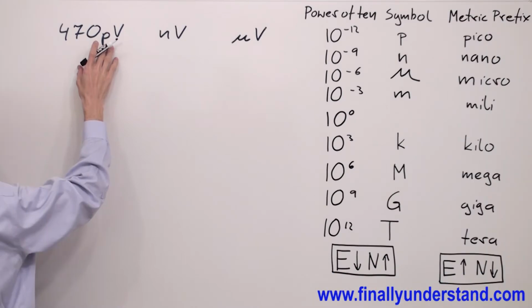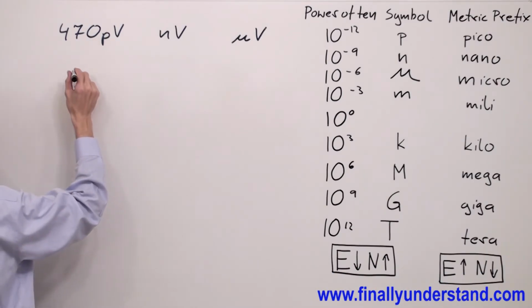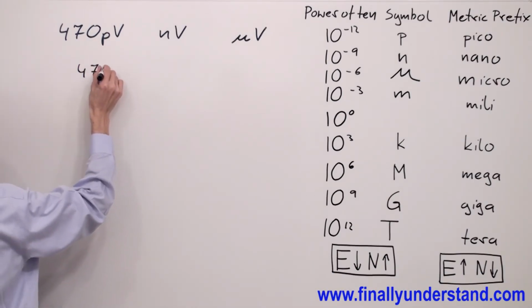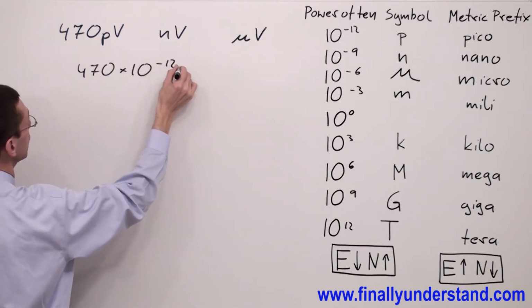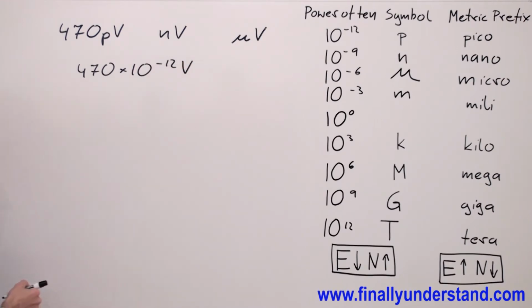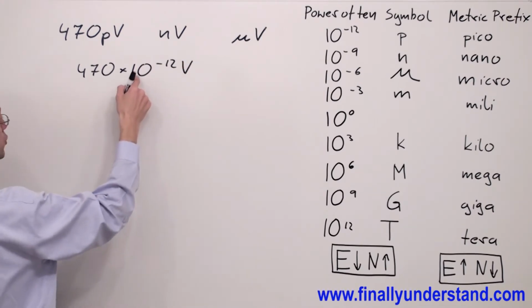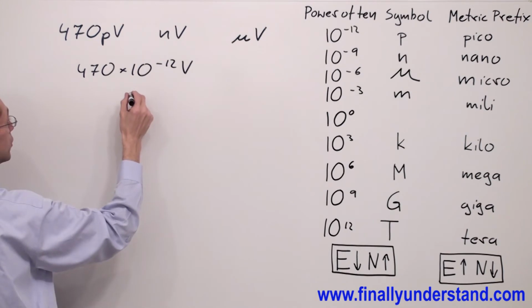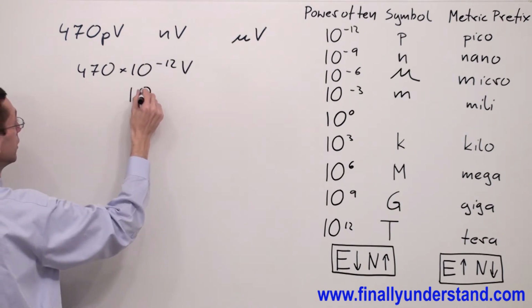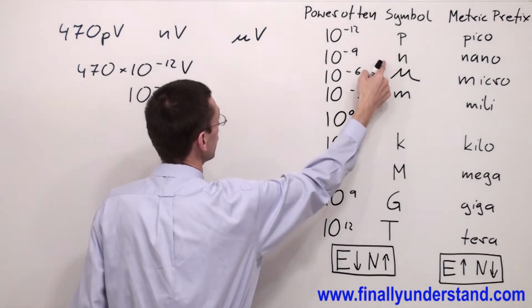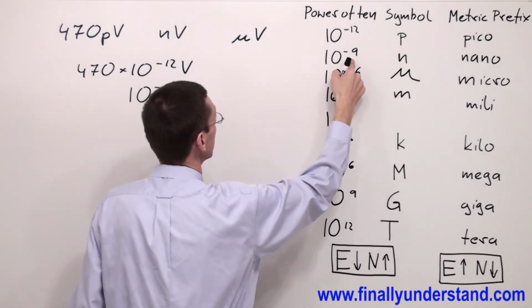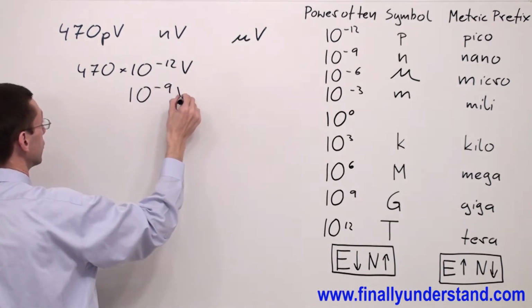Let's take a look at this example. I'm going to convert this prefix to the power of 10 first. I have 470 times 10 to negative 12 volts. I have to convert this value to nano. That's why I'm going to write over here 10 to negative 9, because nano represents 10 to negative 9 power of 10, okay? And I have, of course, volts.